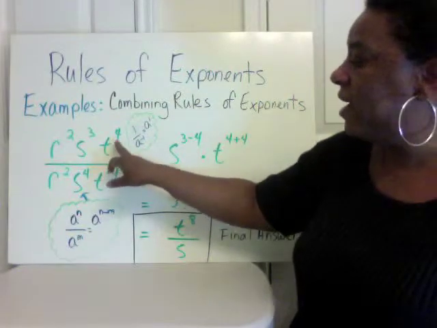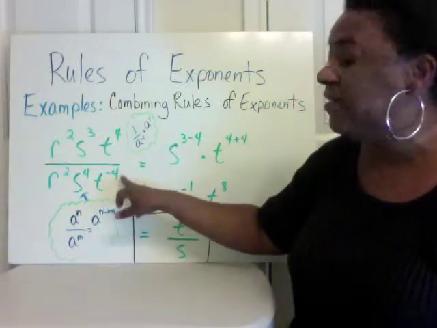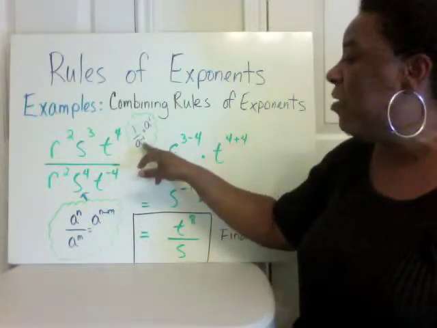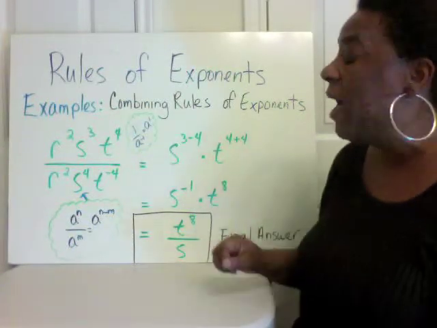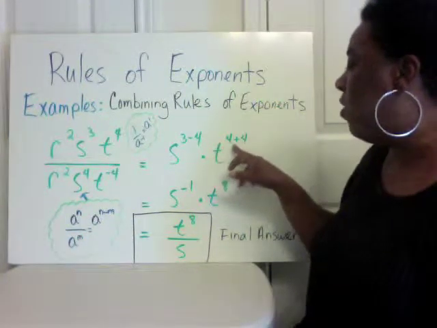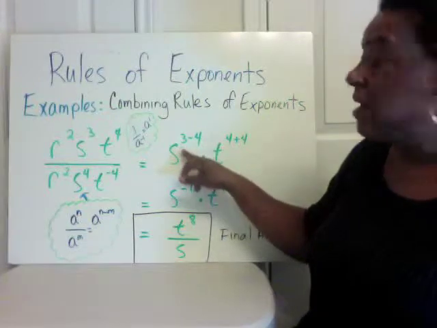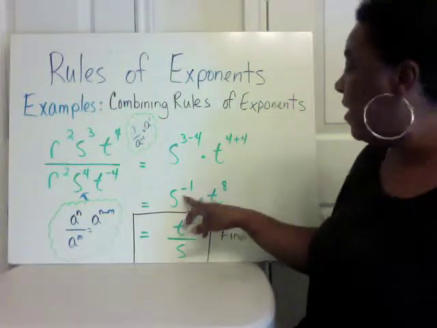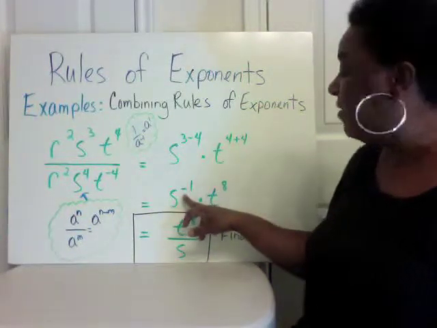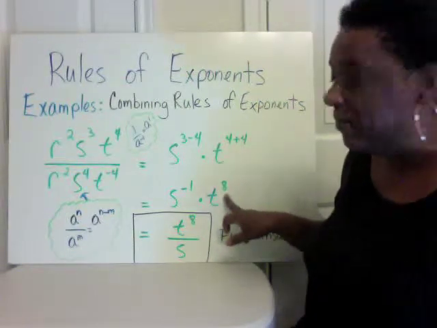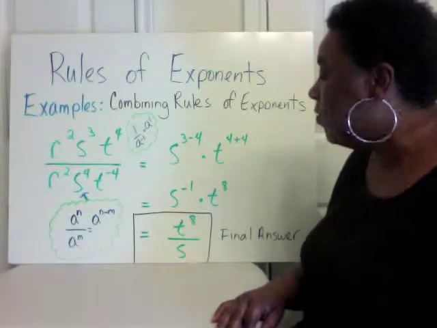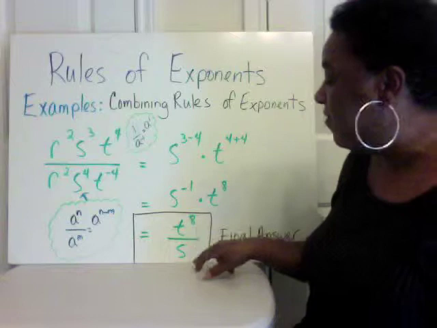And for our t raised to the power of 4 divided by t raised to the power of negative 4, we can use the rule that 1 divided by a to the power of negative 1 is equal to a to the power of 1. And so for our t, we have t to the power of 4 plus 4. So 3 minus 4 is negative 1, and 4 plus 4 is 8. So we have s to the power of negative 1 times t to the power of 8. We want to remove any negative exponents from our final answer, and so we have t to the power of 8 divided by s.